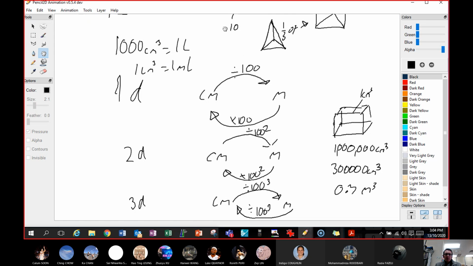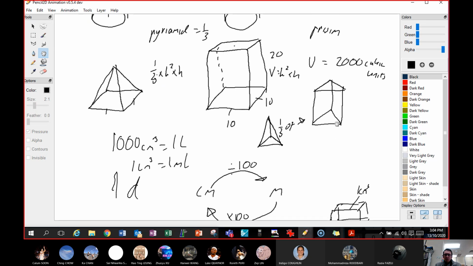A prism, if we talk about a triangular prism, it has a triangle, and the shape of a triangle goes all the way through. You just figure out the area of the triangle, times it by the cross section, which is the height. If we're talking about a pyramid, it's a third of its prism.